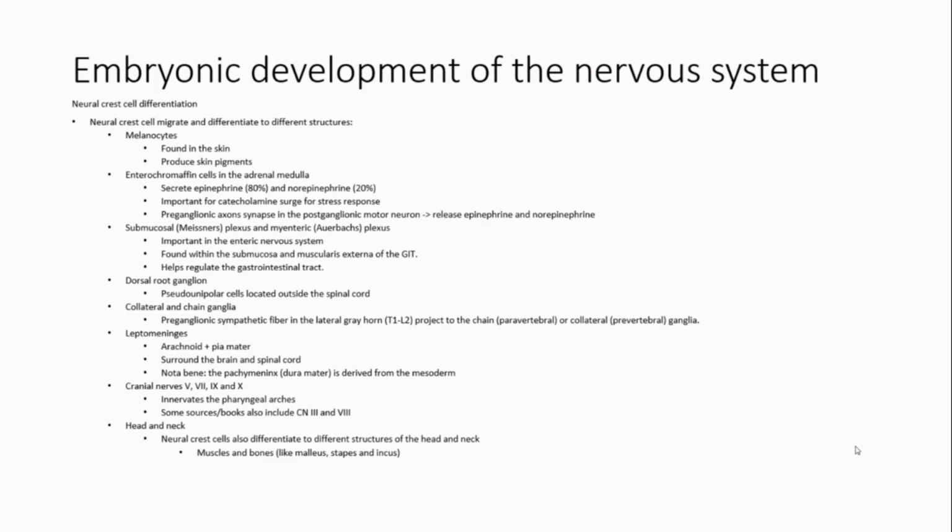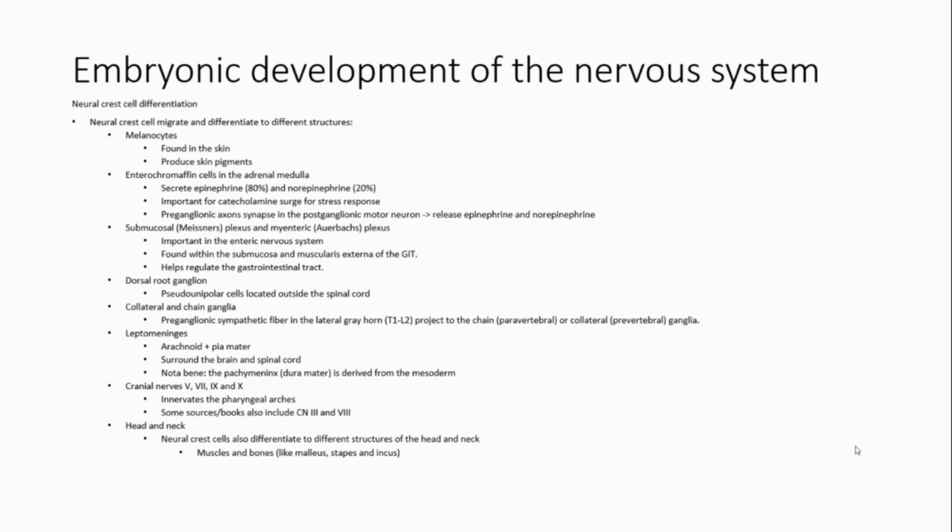So, what do neural crest cells migrate and differentiate into? For example, the melanocytes. We find those in the skin. They produce skin pigments like eumelanin and pheomelanin. Then we have the chromaffin cells. These chromaffin cells are found in the adrenal medulla. They secrete epinephrine and norepinephrine, and they are important for our stress response. Then the neural crest cells will also differentiate into the submucosal, or Meissner's plexus, and the myenteric, also called Auerbach's plexus.